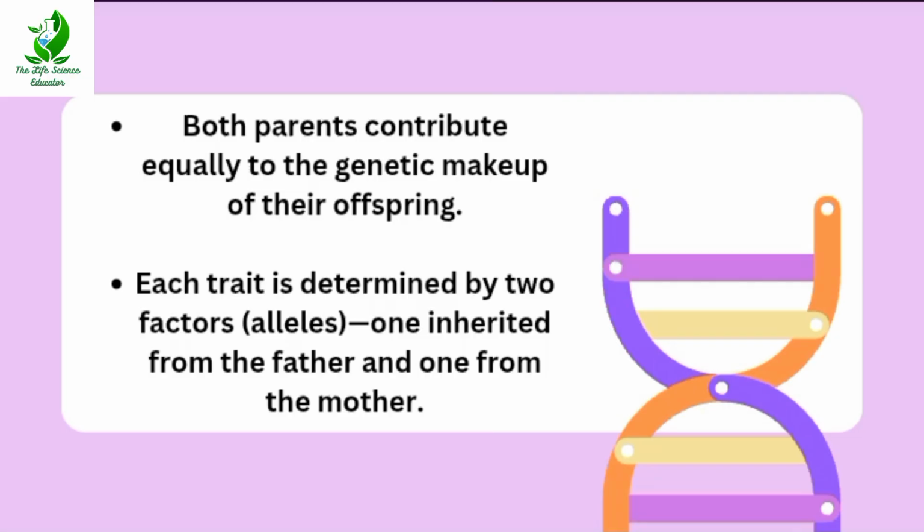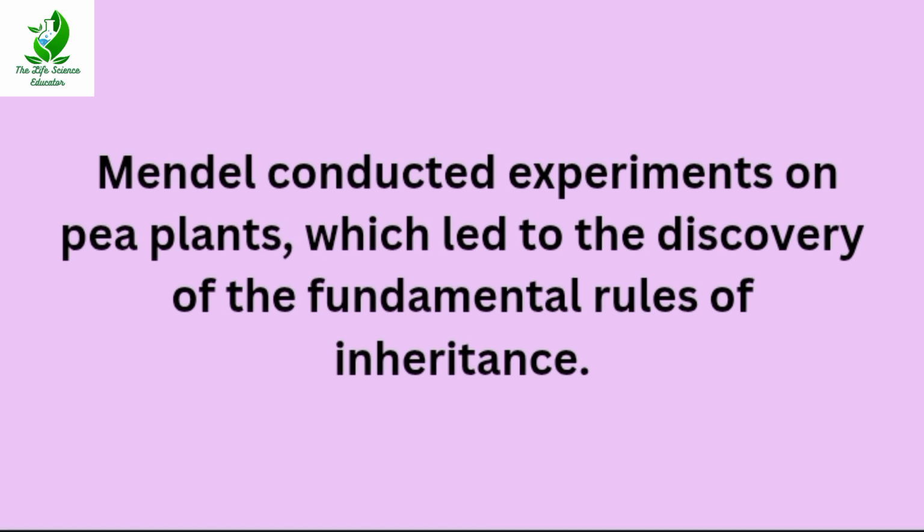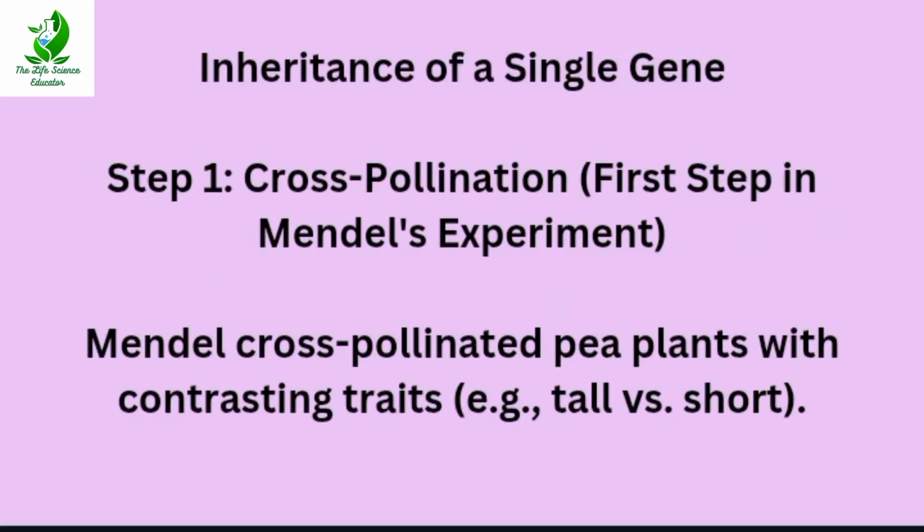So both the parents contribute equally to the genetic makeup of their offspring. Each trait or character is determined by two factors, alleles, one inherited from the father and one from the mother. Mendel conducted experiments on pea plants which led to the discovery of the fundamental rules of inheritance. So he has crossed different plants.